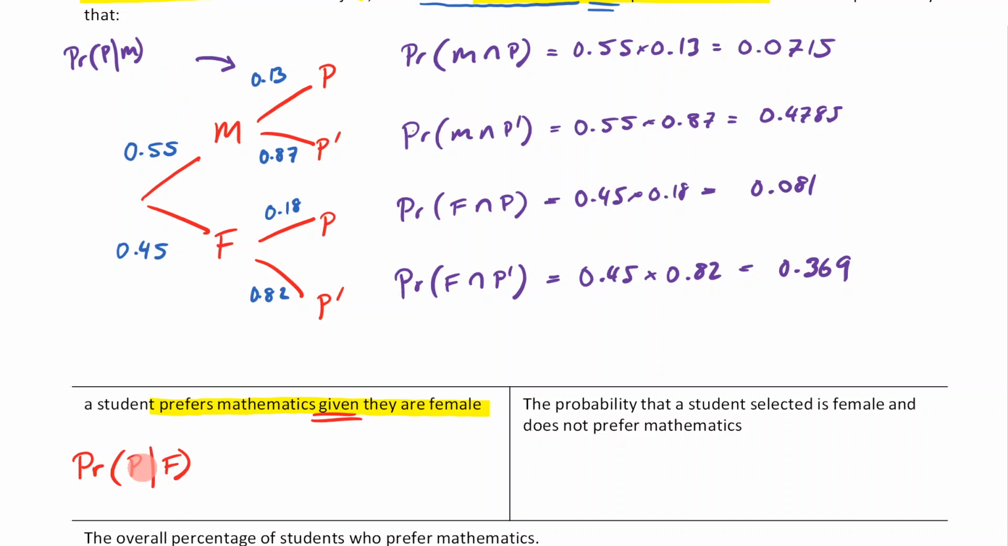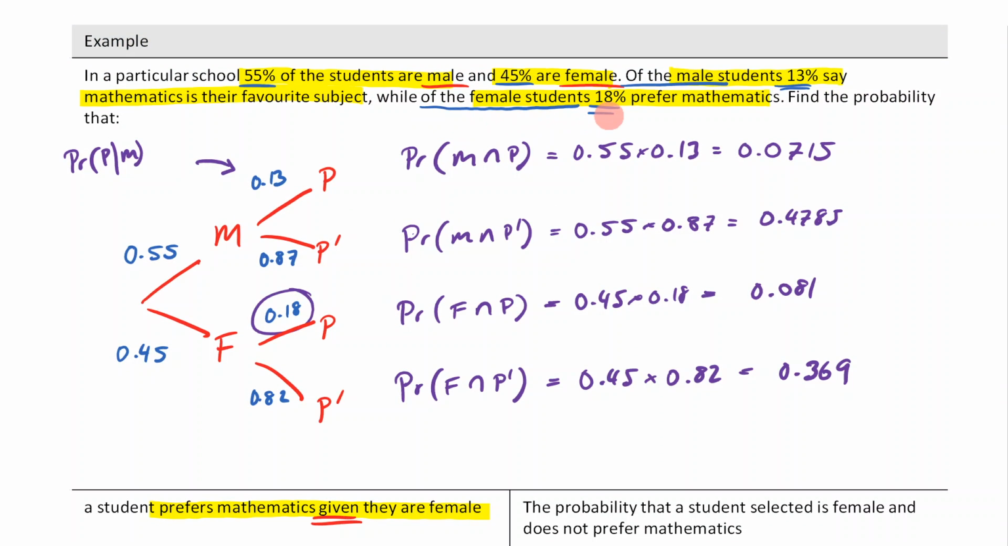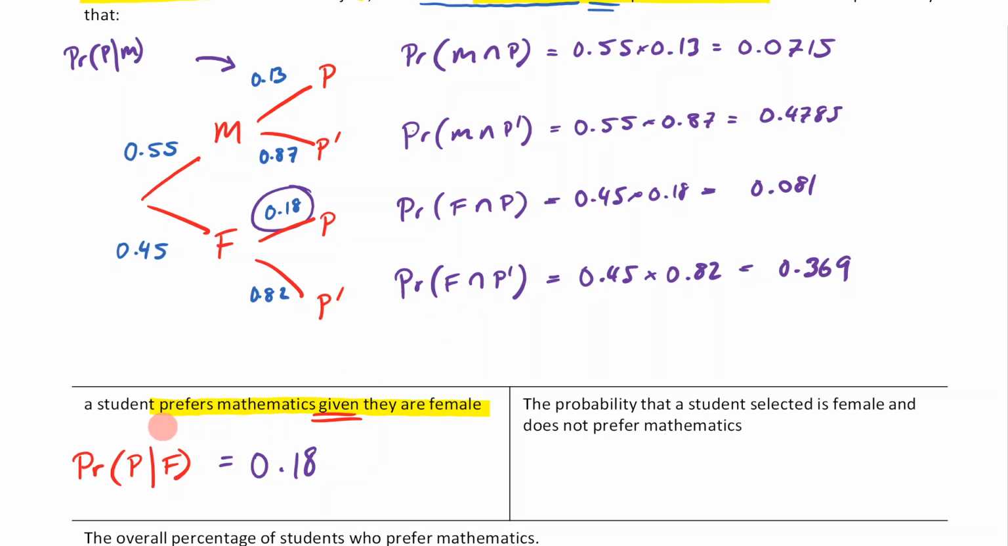So that means if I'm after the probability that they prefer maths given that they are a female, that's just going to be 0.18. So actually, no maths required here. It just requires you to understand what your tree diagram is telling you and understand what it means for something to be conditional probability. Because of the female students, 18 prefer maths. So that means a student prefers maths given they're female is 0.18. Okay, I think that's a really important one and that you kind of get your head around that.